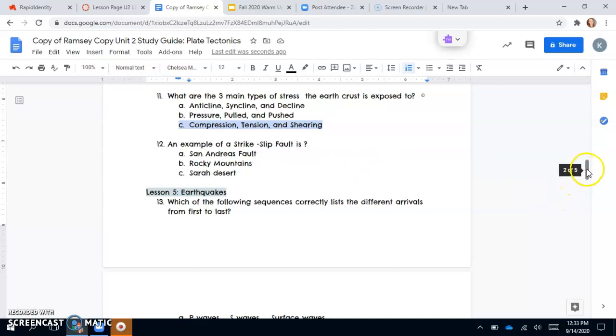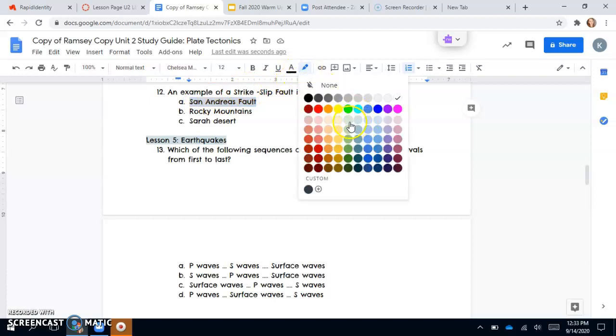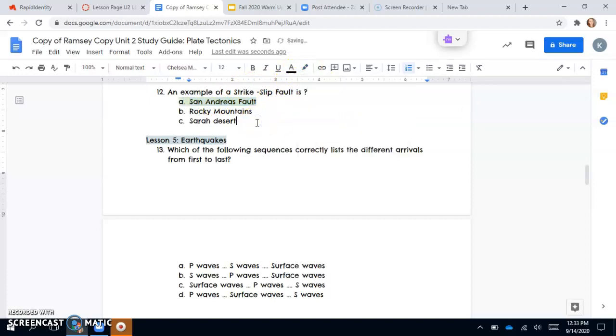Number 12 says an example of a strike slip fault is, and the answer here is going to be the San Andreas Fault. So the Rocky Mountains are from convergent boundaries, and the Sahara Desert is not. We're not talking about deserts. We're not talking about ecosystems. So the San Andreas Fault is a strike slip fault, and that's one where you have kind of the two faults on top of each other moving more in a shearing direction than you have really movement of your hanging wall and your footwall.